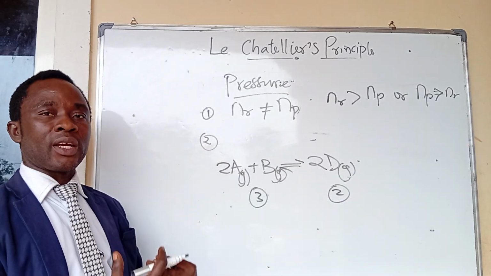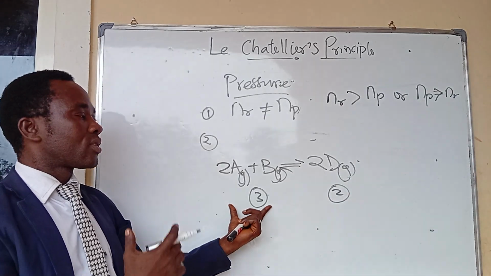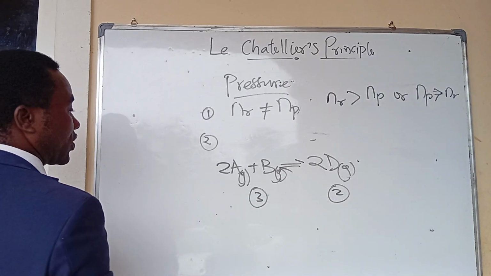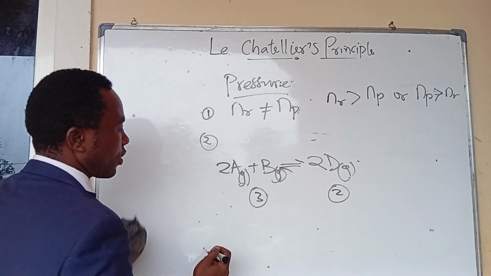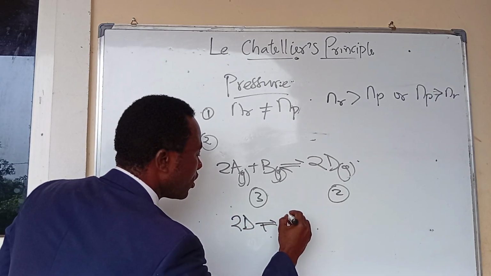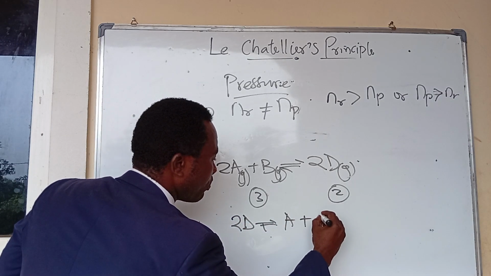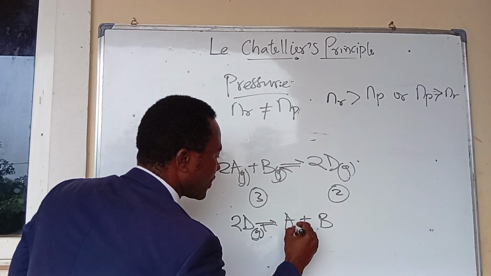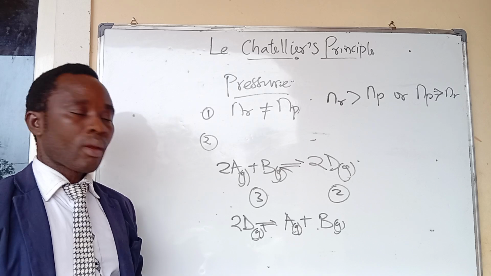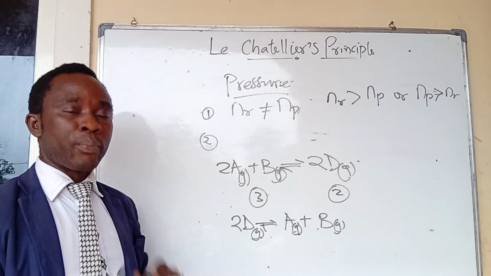Then decreasing the pressure will favor the reactant, which has the higher number of moles. So now, having seen this, we can be given another equation. Let's say you are given 2D to give you A plus D, and all are gases. You might be asked, what is the effect of an increase in pressure?